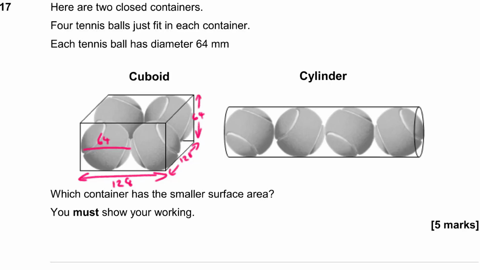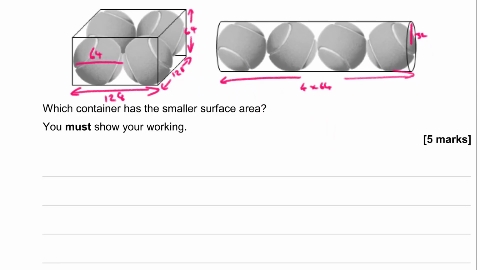For the cylinder, we have got a dimension in this direction of 4 tennis balls, 4 lots of 64, whatever that is. I'll work it out in a second. And if we're working out the surface area, we'll need the radius of this circle, which is going to be half of 64, which is 32. Okay, that should be enough to work out the 2 surface areas then.